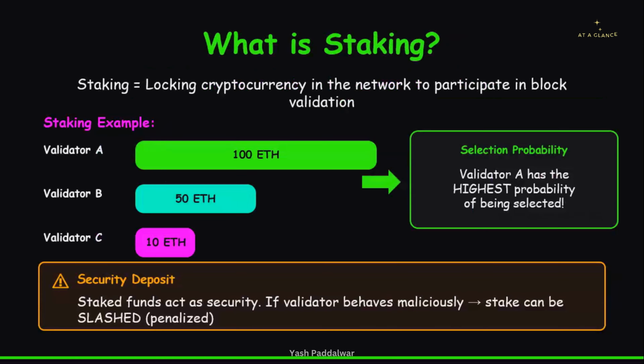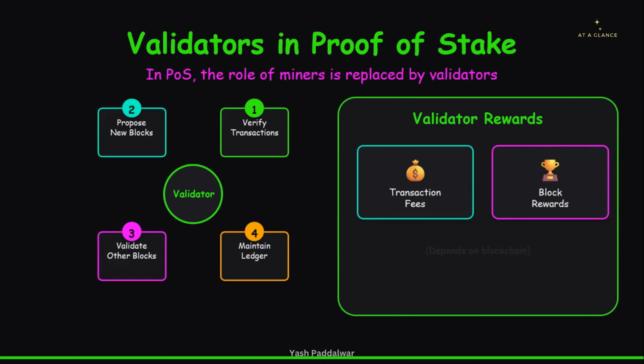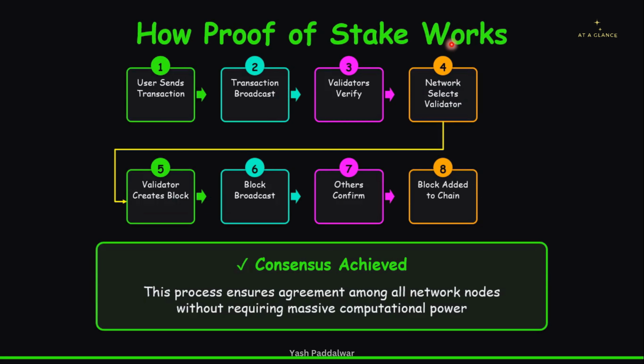So both the concepts, staking and validators, are really important to understand this POS, and I hope both these concepts are clear to you all. Now, how does proof of stake actually work? Okay, let's have a look at all the detailed steps. So, there are a total of 8 steps you can see.